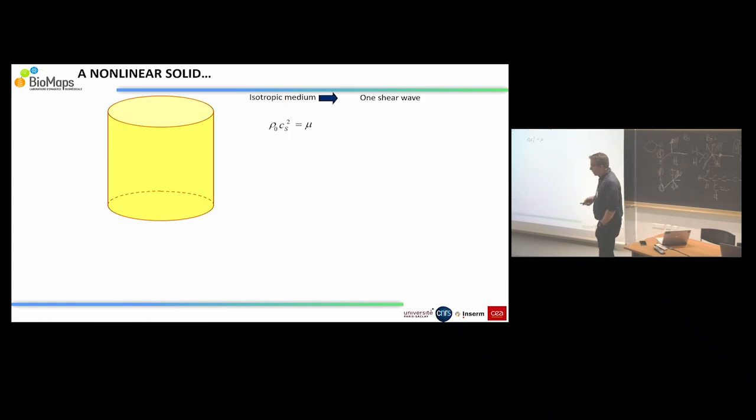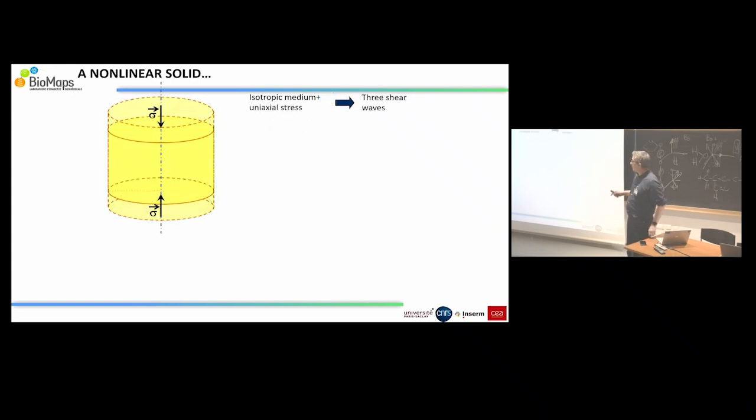Third parameter, we are also nonlinear. So how can we explain that? Nonlinearity is involved when you apply a stress on your soft tissue. When you have an isotropic material, forget about anisotropy. In an isotropic material, the shear wave speed is linked directly to the shear modulus. You have in each direction of space one shear wave that propagates.